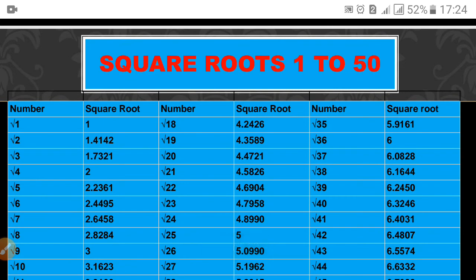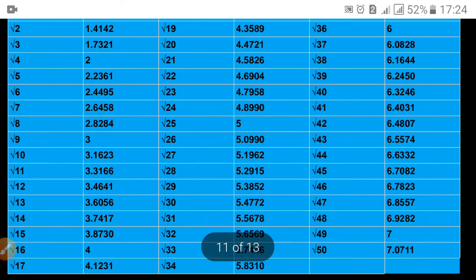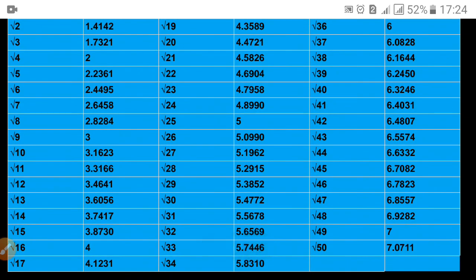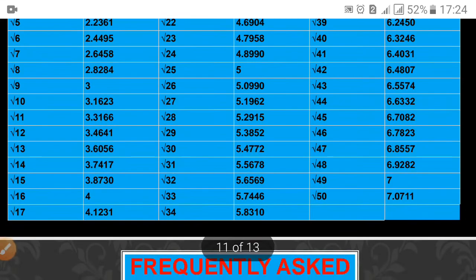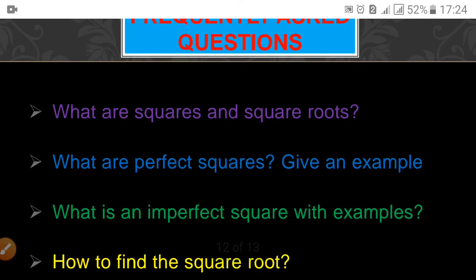These are important square roots from 1 to 50. Square root of 1 is 1, square root of 2 is 1.4142, square root of 10 is 3.1623, square root of 30 is 5.4772, and square root of 50 is 7.0711.